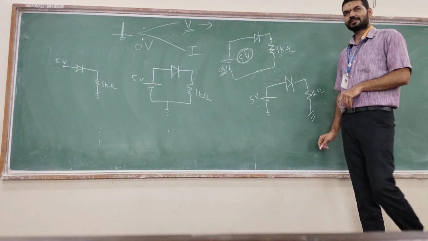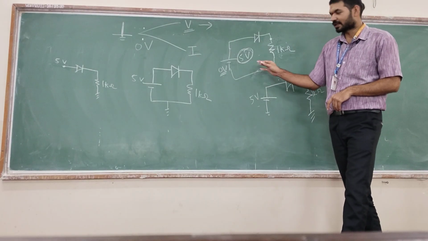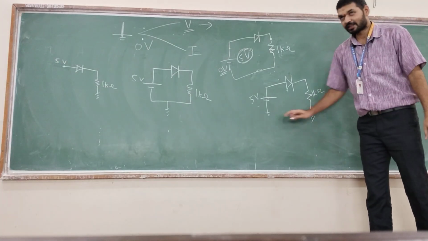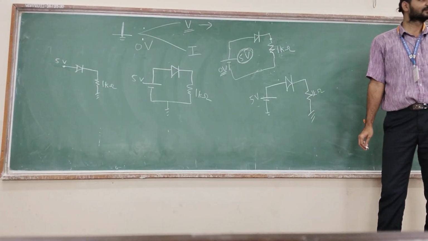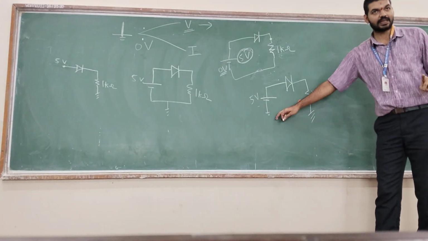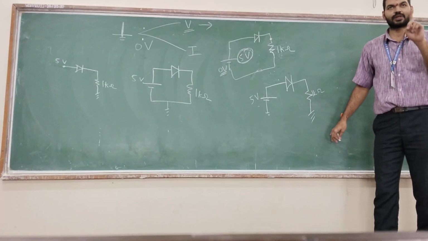So the answer is all four circuits are same. Now few people get confused. Sir, here there are two grounds. So one circuit will have only one ground. Though it is represented as two grounds here, it will have only one ground.